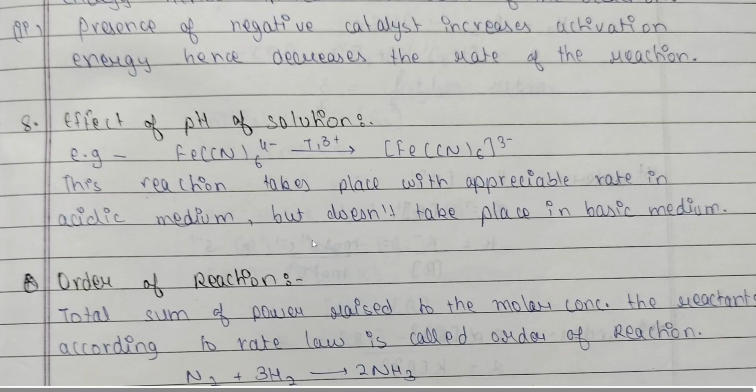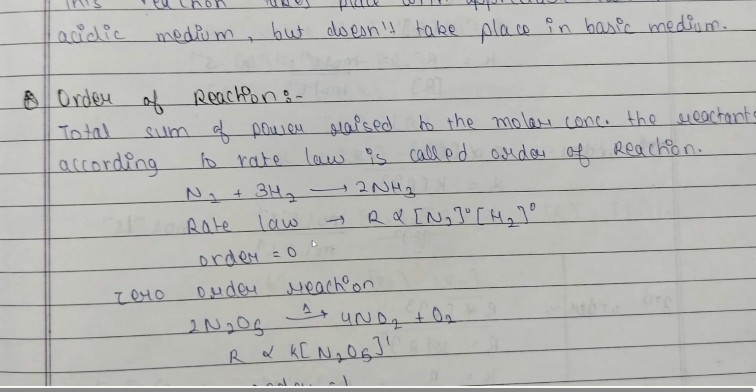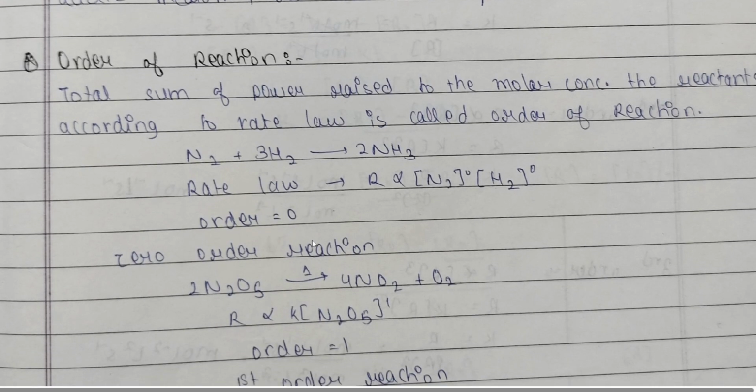Effect of pH of solution. For example, [Fe(CN)6]4- gives [Fe(CN)6]3-. The reaction takes place with appreciable rate in the acidic medium but doesn't take place in basic medium. Order of reaction: the total sum of powers raised to the molar concentrations of the reactants according to rate law is called order of reaction. Consider N2 plus 3H2 gives 2NH3.